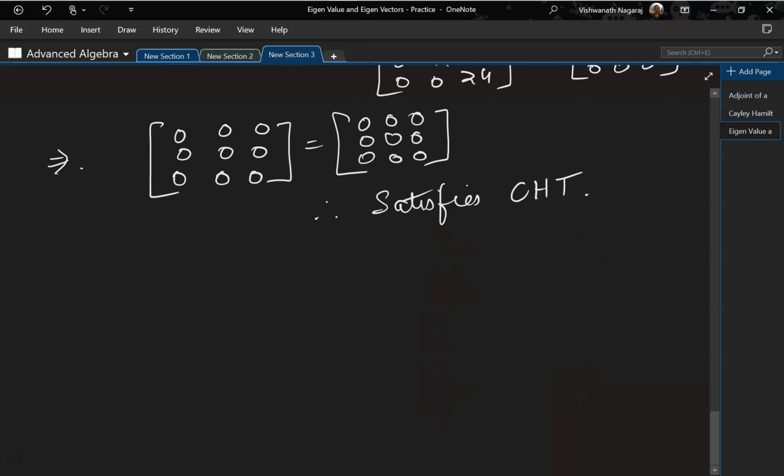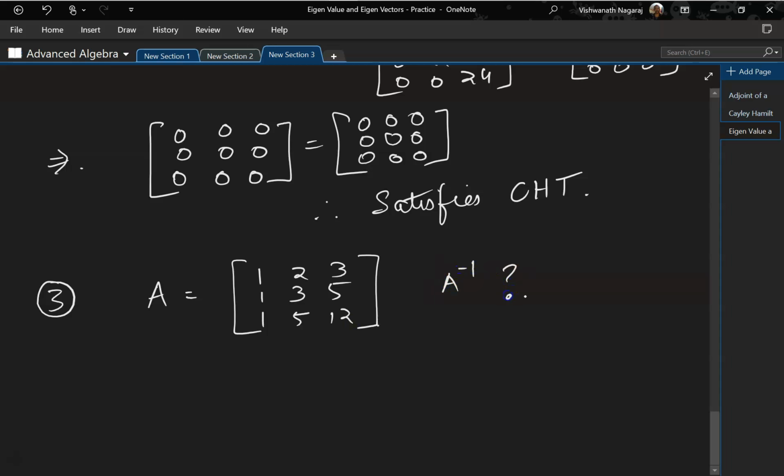All this is fine, but how can we use it? What is the application of this? So let's look at some problems related to that. Let's look at the third problem. Here we are given a 3x3 matrix, 1, 2, 3, 1, 3, 5, and 1, 5, 12. What we have to do is find the inverse of A.